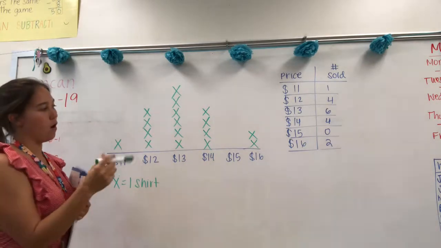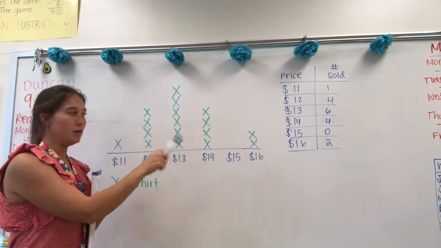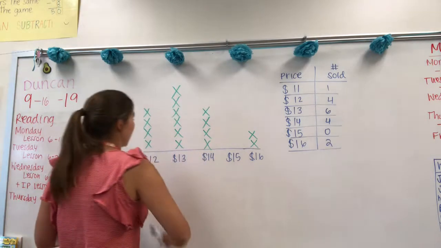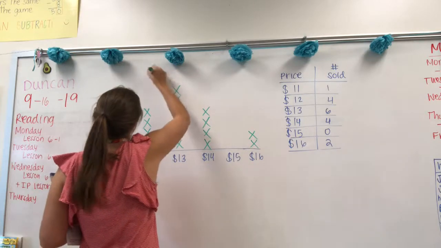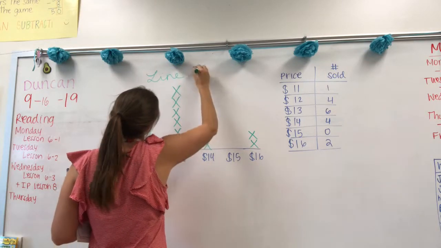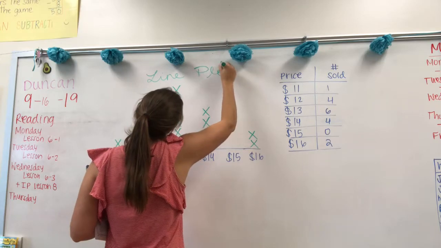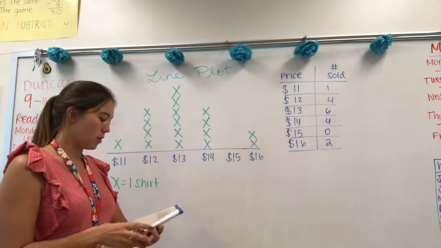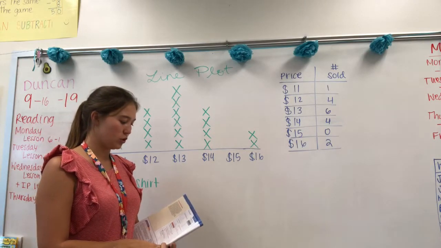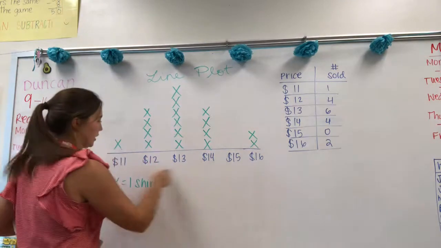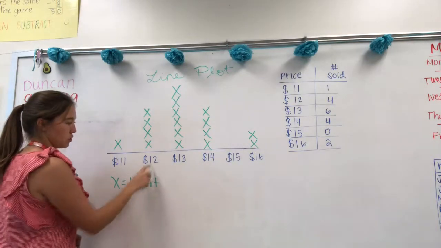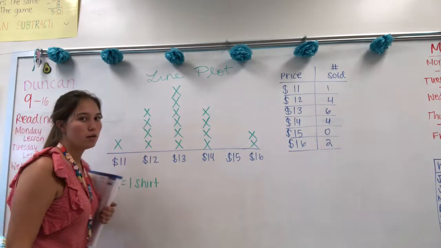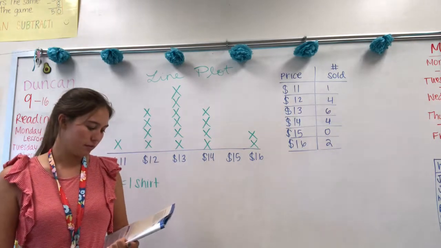Now I have all that data from the table in my line plot. Remember, this is a line plot. I'll write it up here. Line plot in cursive. Number 1 says how many shirts were sold for $12. So I'm going to look at $12. Each X represents 1 shirt. So I'm going to count my X's. 1, 2, 3, 4. 4 shirts were sold for $12.